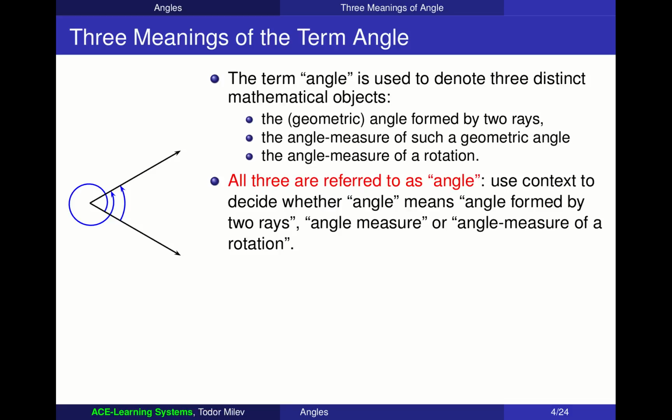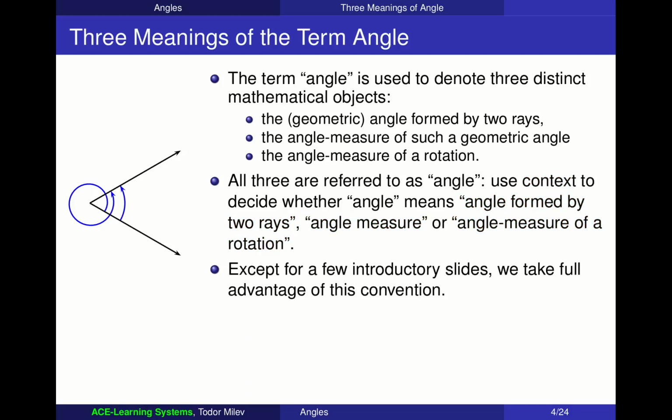All three of these terms are referred to as angles. And we as mathematicians have to use context to decide whether angle means the angle formed by two rays, whether it means angle measure, or whether it means angle measure of a rotation. Except for a few introductory slides, essentially except for the slides in this lecture, we'll take full advantage of this convention: when we say the word angle, which of those three notions we mean is up to you to figure out. So yes, that sounds a bit unpleasant, but that's how it is.